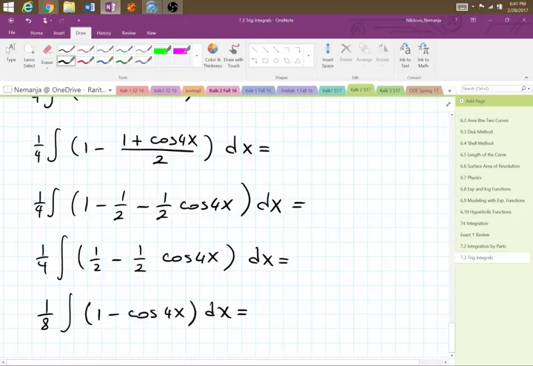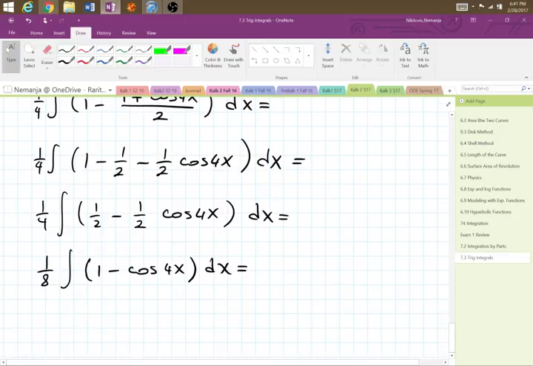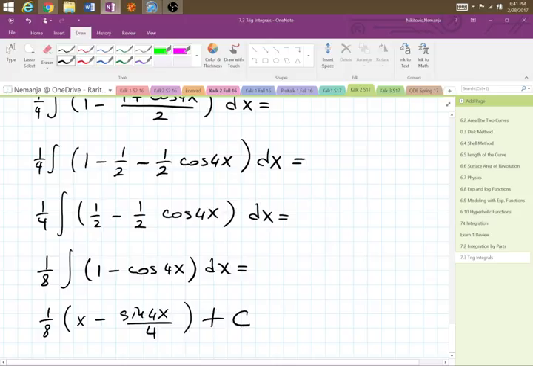Excellent. Time to integrate. Aren't you happy? Of course you're happy. We don't have to use any, it's just vanilla integration, right? So what's the integral of 1? X. And what's the integral of cosine? Sine. So sine 4x over 4 plus c.